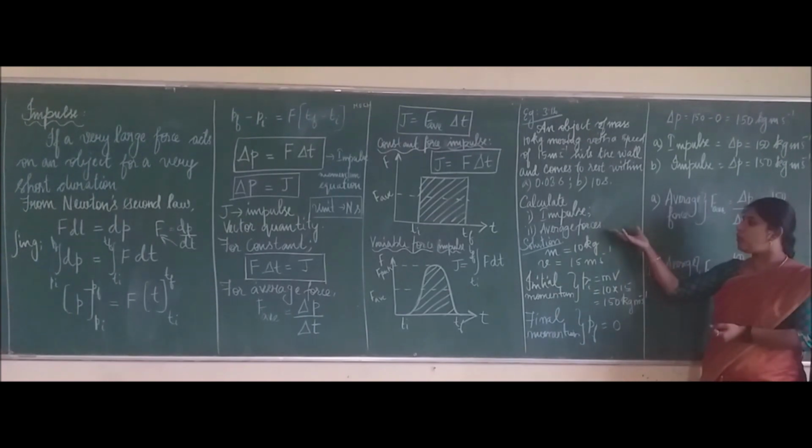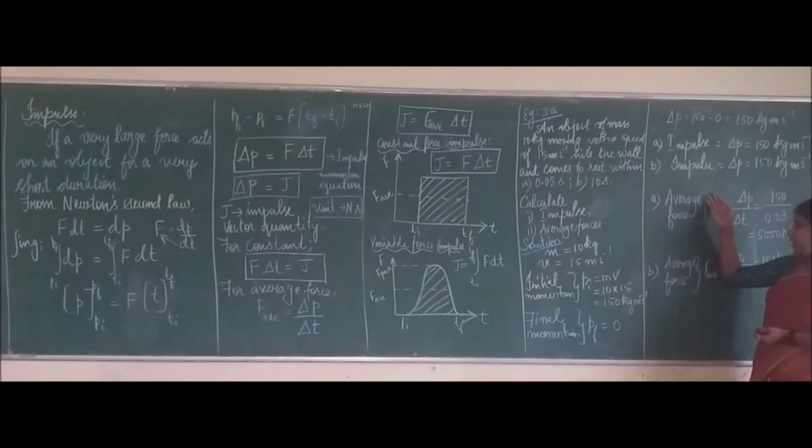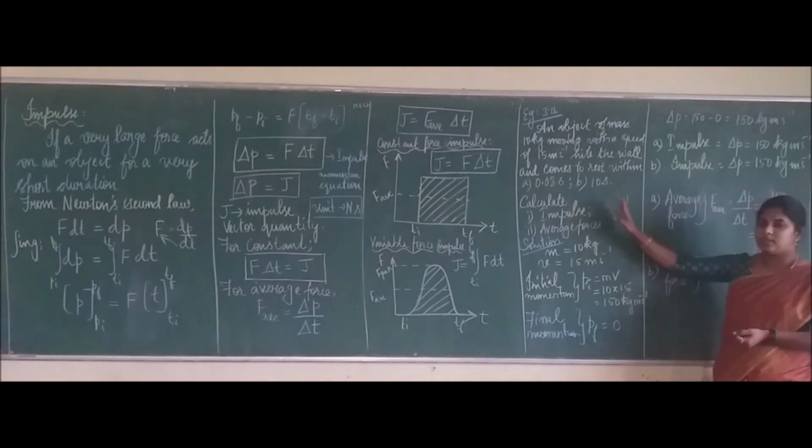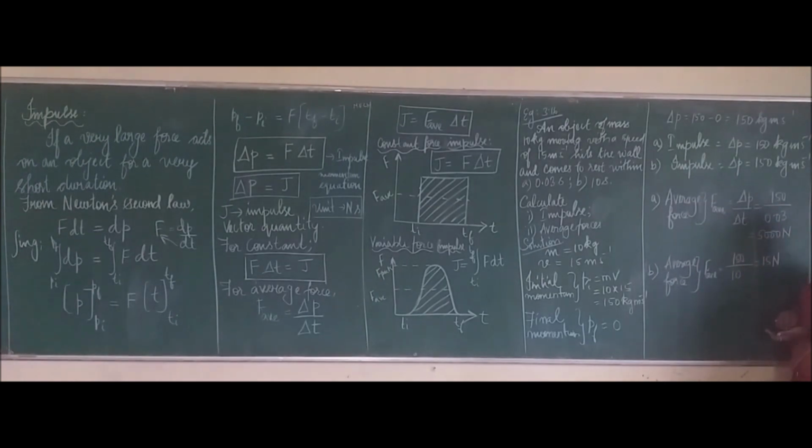Okay. For the average force, the force can vary here. The formula is F average equal to del P by del T. Del P we got as 150, and del T in the first case is 0.03 seconds. So 0.03 by doing cancellation.